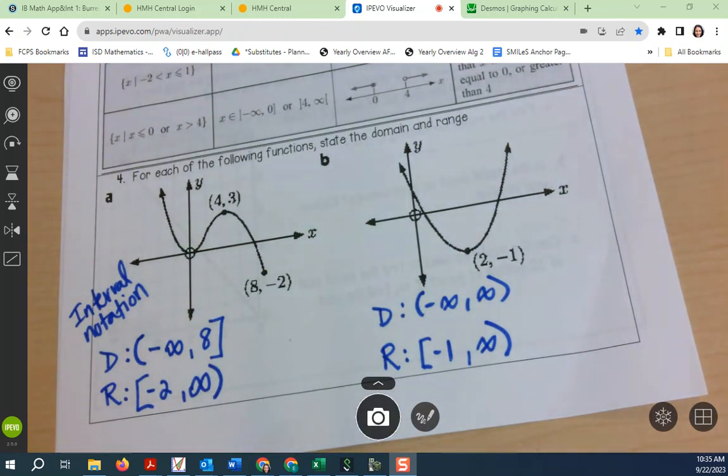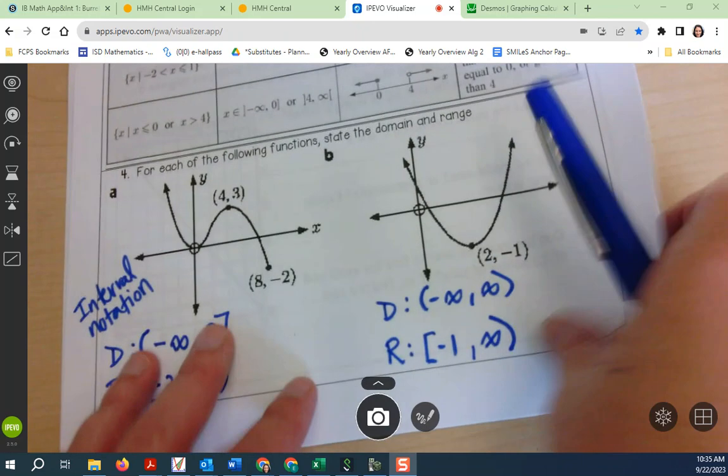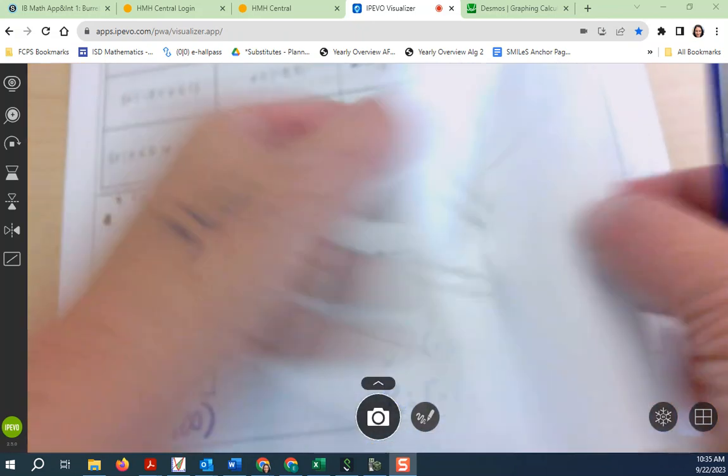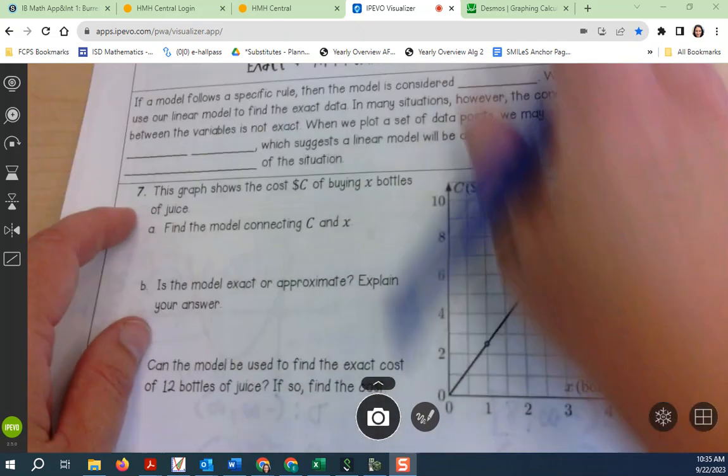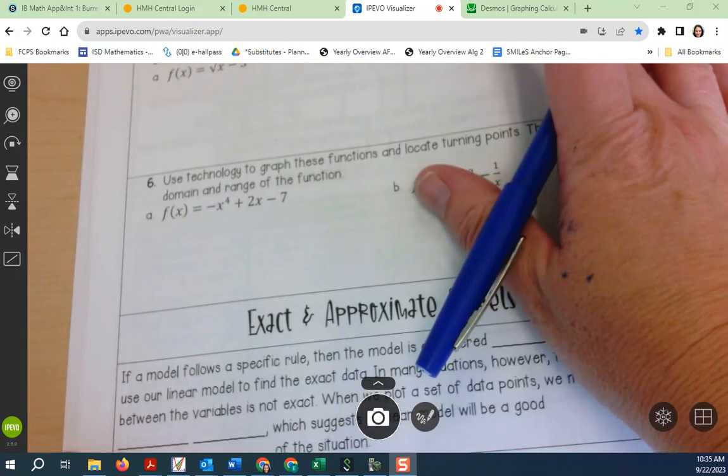Yes. Are you going to use the graph? Okay, next page. All right.